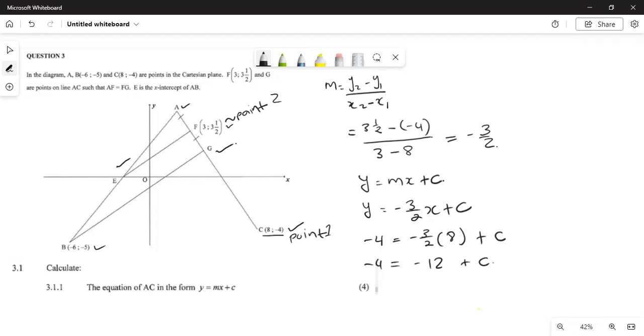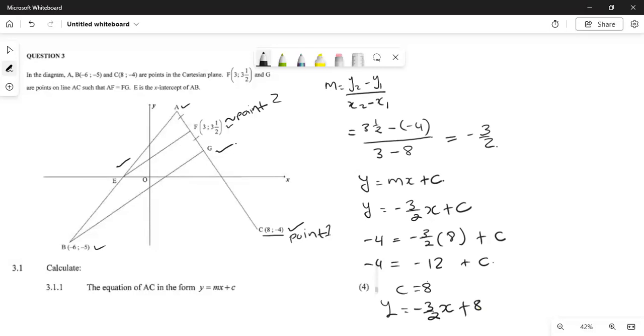Take that -12 to the other side, and we get a +8. So our equation reads y = -3 over 2 x + 8.